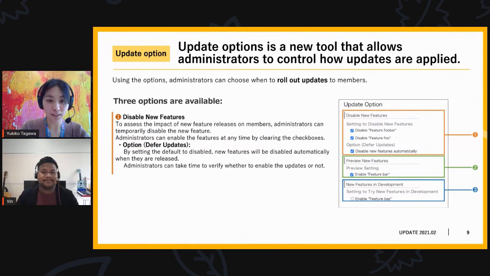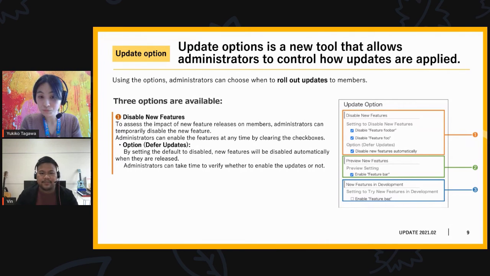Okay, and the next one is the last, and this is a special update. So this month we added a new tool that allows administrators to control how updates are applied. So Vincent, could you explain the details? Right, so basically this new tool allows administrators to temporarily turn off a newly released feature, or try out upcoming features. So if you have an administrator account, you can access it by going to the Kintone administration page, where you'll see the new update option feature, which looks like the image here displayed on the right.